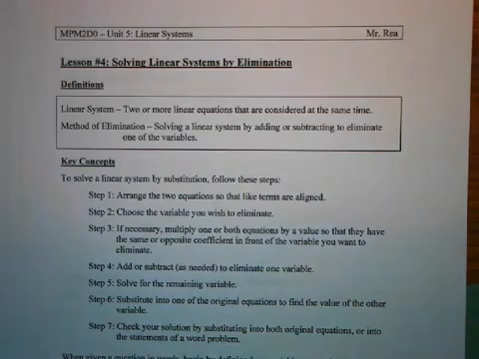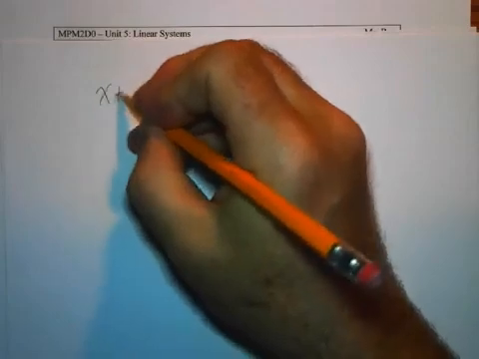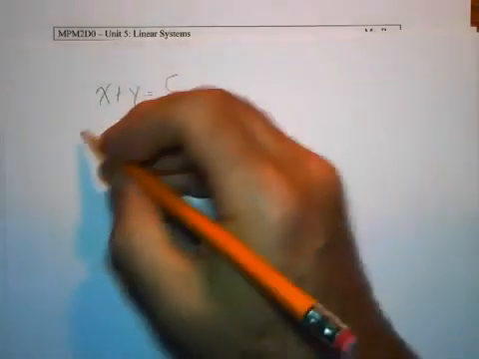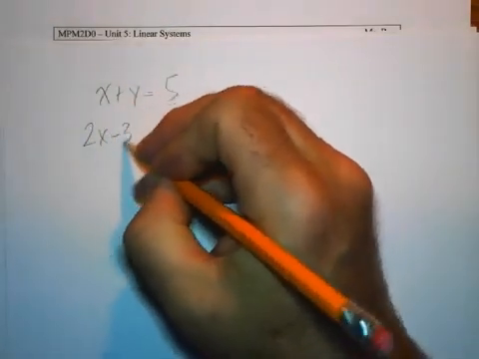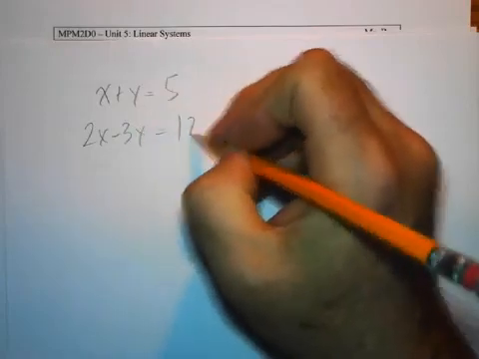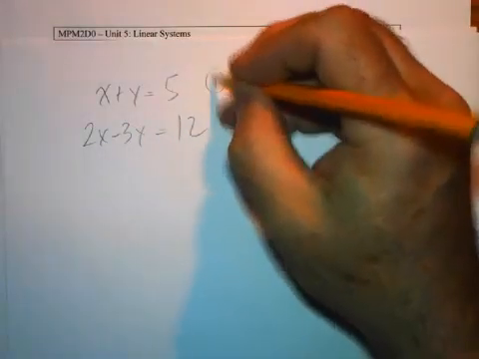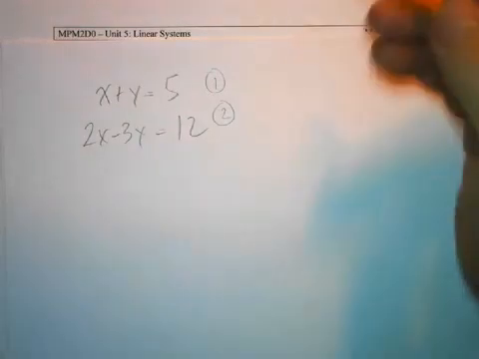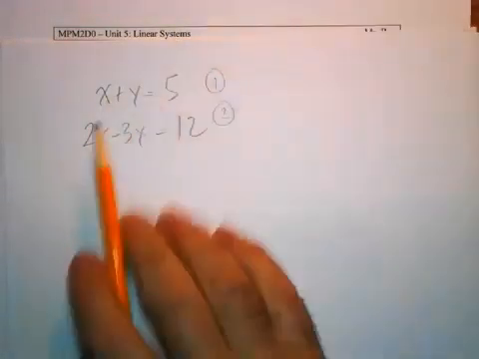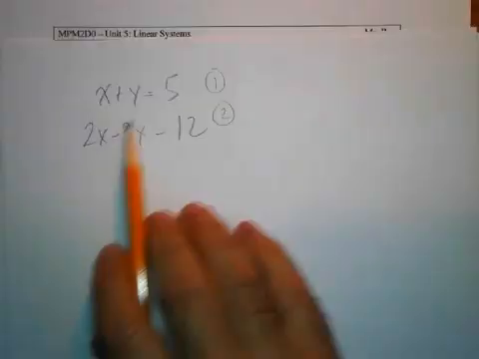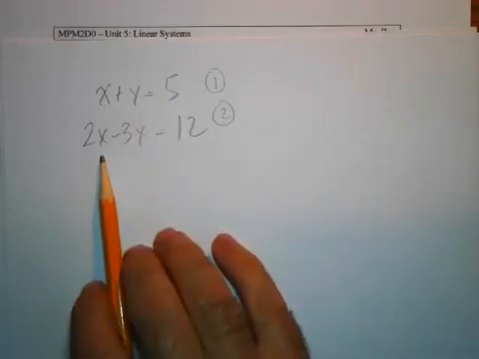So if you remember, a linear system is basically 2 equations with 2 variables. It could be as simple as x plus 1 equals 5 and say 2x minus 3y equals 12. I just made that up. So there's a linear system. Now, what does it mean to solve a linear system? It means find the values of x and y that make both of these true.